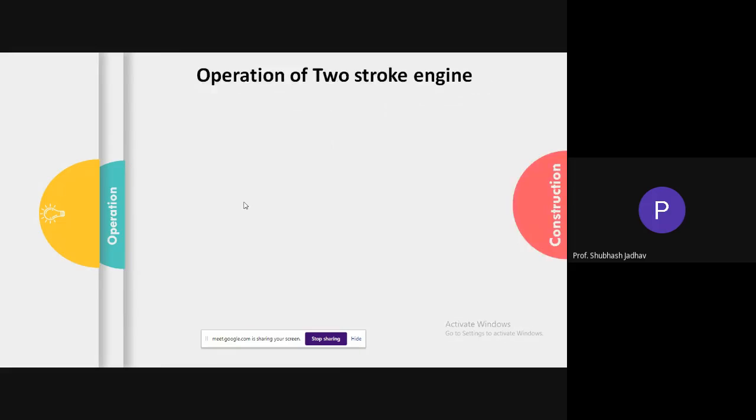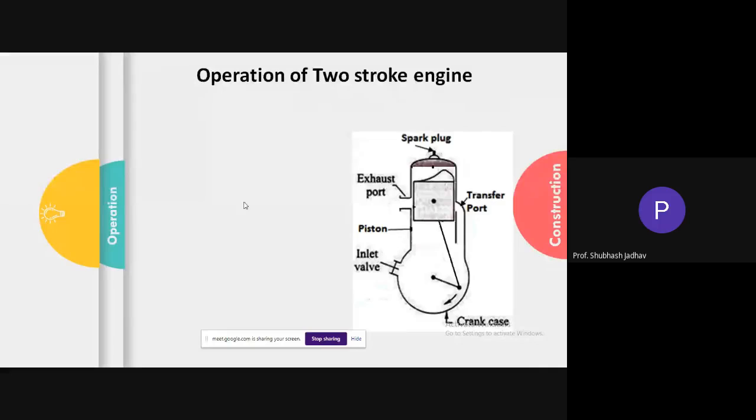Okay, now moving ahead, let us discuss the operation. As we know, the cycle is going to be completed in only 2 strokes, one rotation of the crankshaft, in the case of a 2-stroke engine. So now let us consider the piston is moving from top dead center to bottom dead center. That means the piston is now at top dead center.